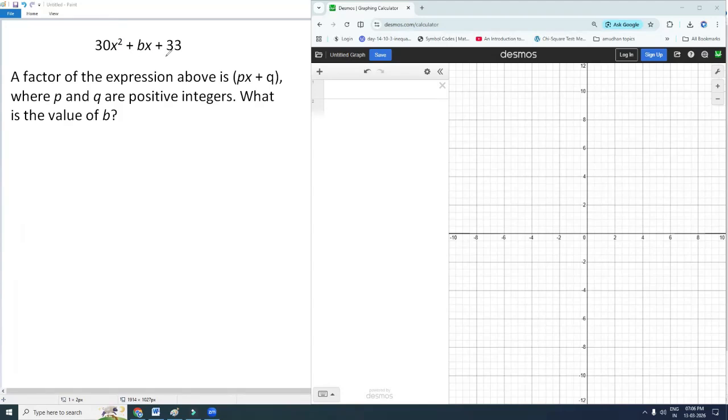30x² + bx + 33. A factor of the expression above is px + q, where p and q are positive integers. What is the value of b?